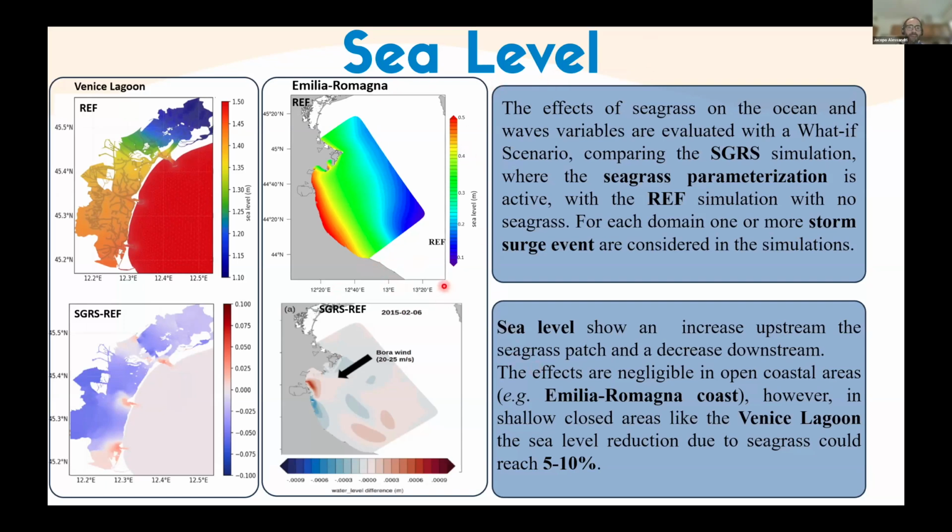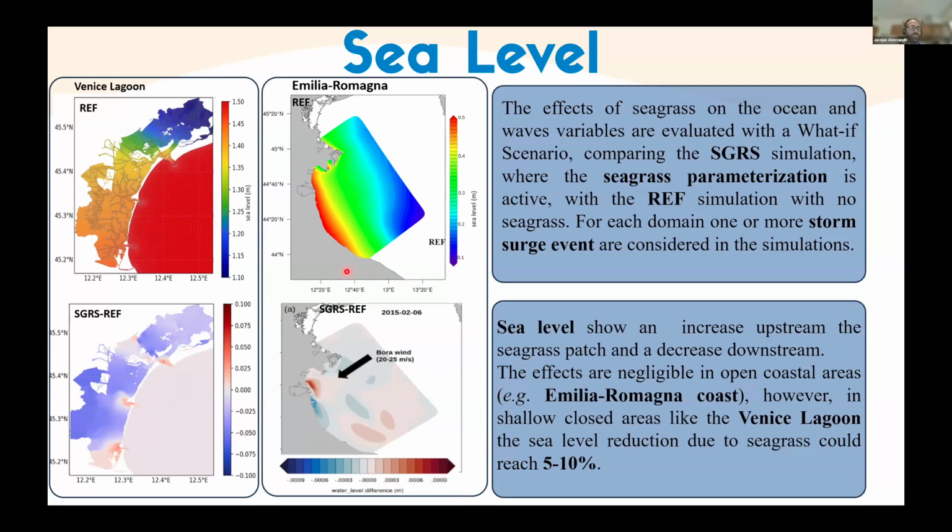For instance, in Emilia-Romagna, where we have open coastal areas, the effect on sea level is to increase it upstream of the seagrass patch and decrease it downstream of the seagrass patch. However, in open coastal areas like this, it is negligible, because we have around 1 millimeter.